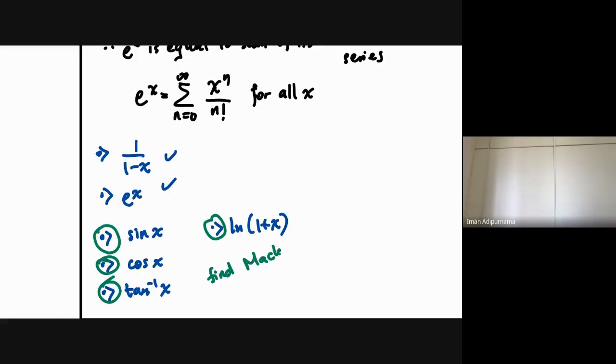Just find the Maclaurin series from sine, cosine, tangent, ln. The steps are the same as I mentioned. Find the first derivative, second, third, maybe fourth, and then set a equal to 0, put it back into the expansion, and find the formula for the sum. That's it for the Maclaurin series.